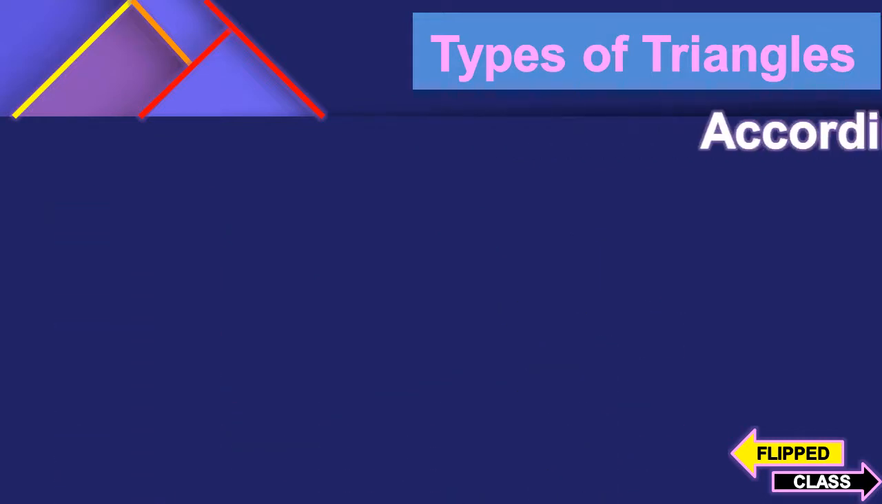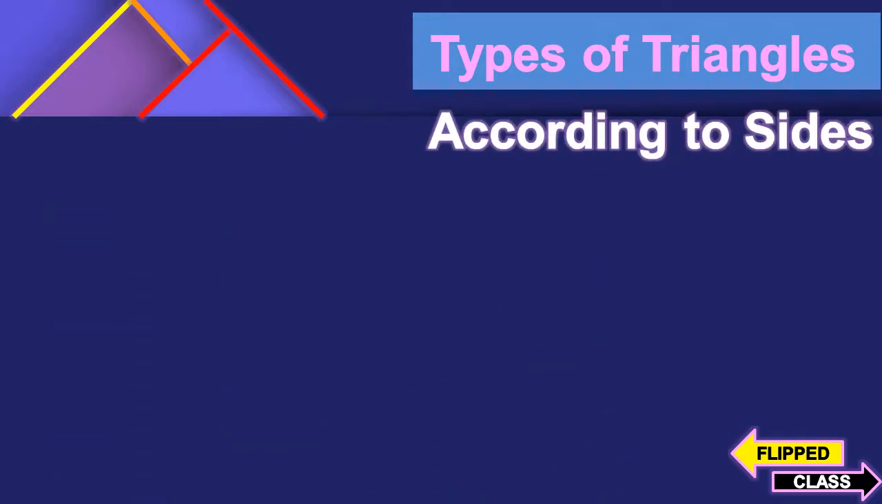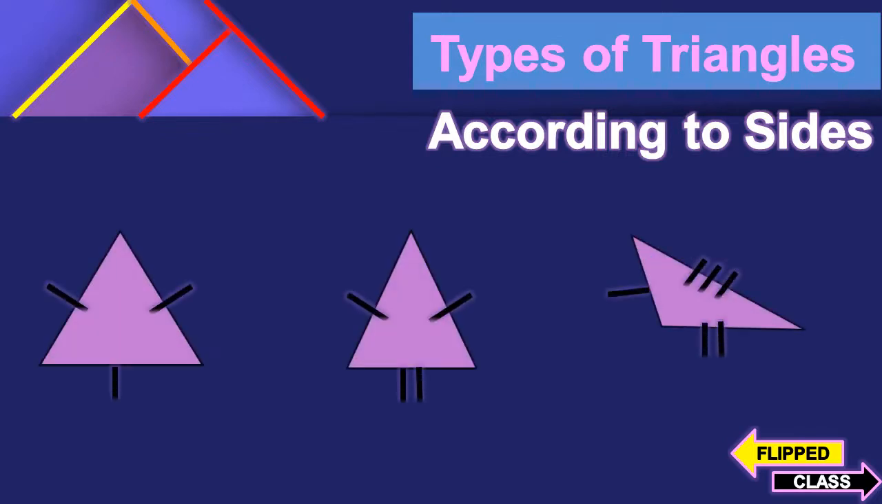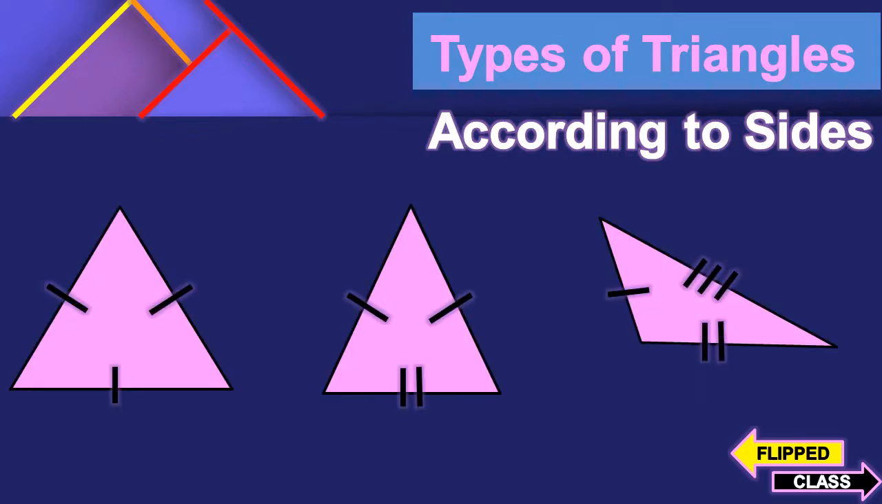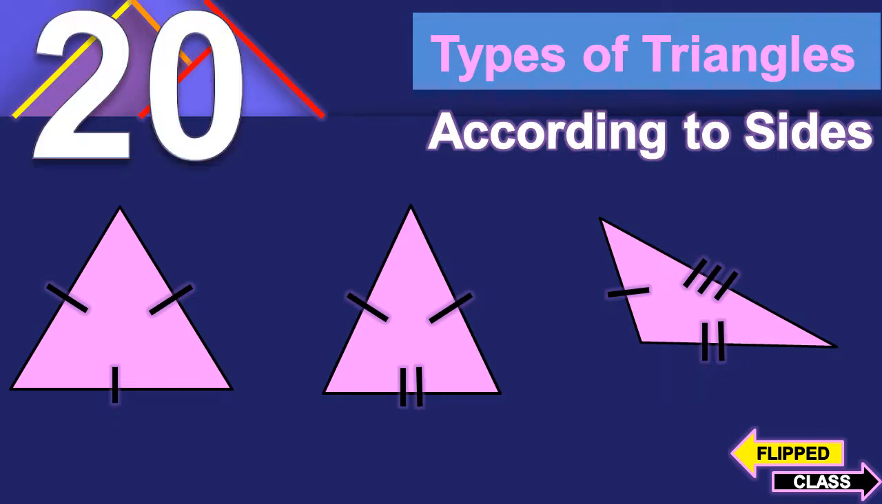Aside from triangles according to angles, we can also classify triangles according to sides. And there are three types of triangles according to sides. With these three figures here, in 20 seconds, I would like you to name them and probably add a definition. You may start.